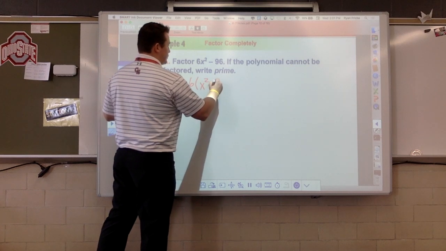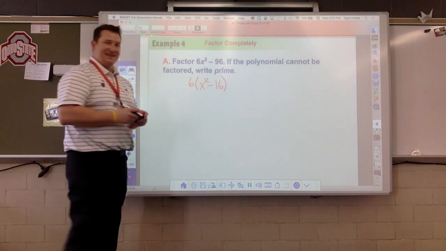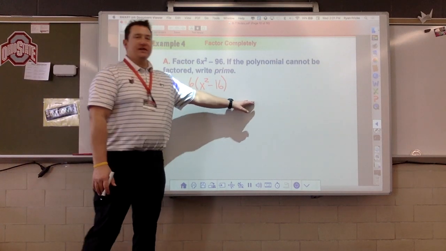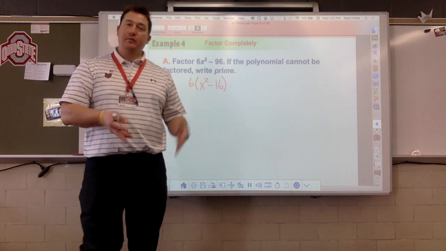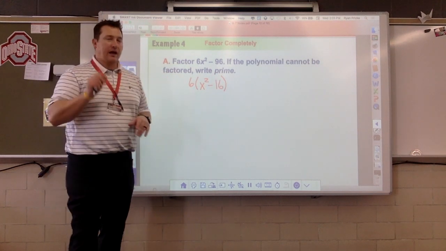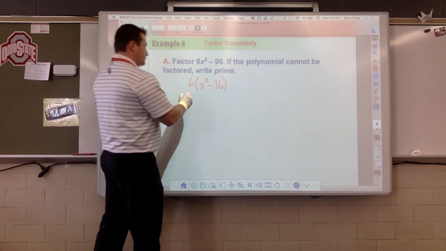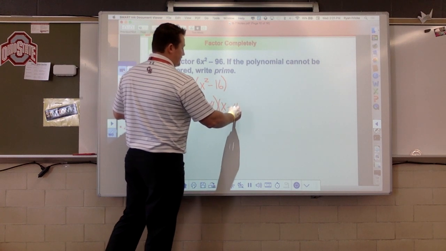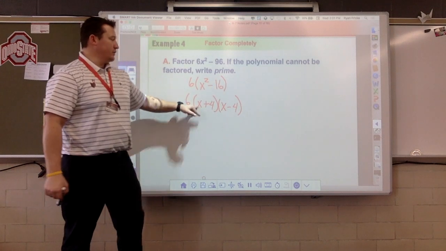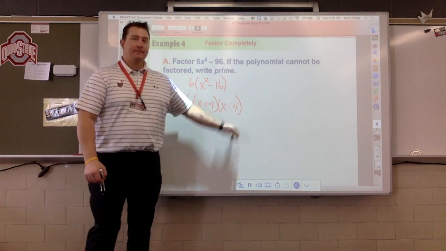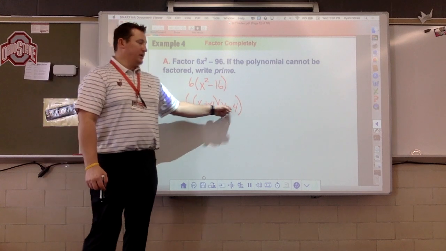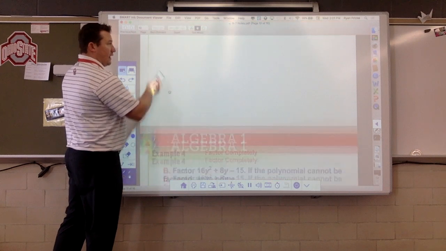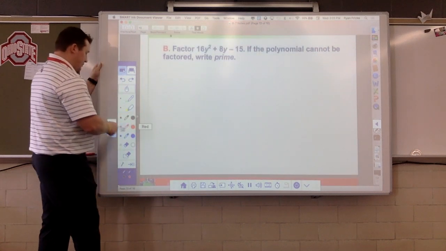This turns into x squared minus 16, doesn't it? Some of us might be done here. I would argue we are not done because there is, once again, a difference of squares. This should turn into plus 4 and minus 4. Again, take the square root of each term. Make your binomials the same, but opposing signs. Make sure 6 is part of your answer. Okay? How about this one?